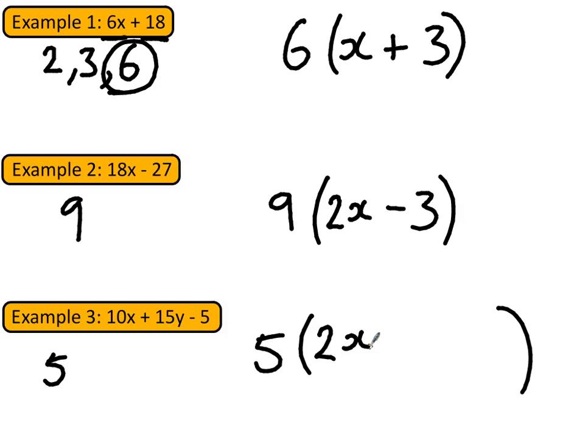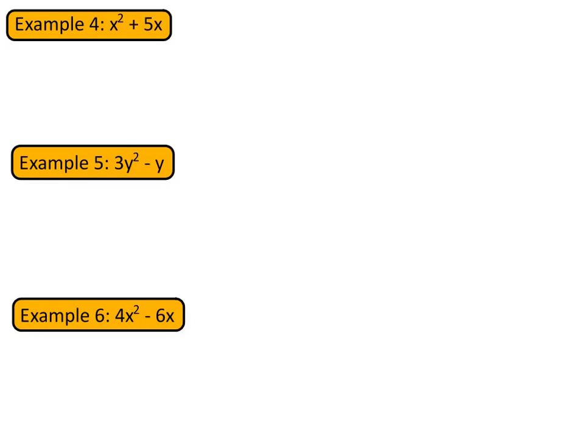What do I times 5 by to make 15y? Well, 5 times 3 makes the 15, and of course that y there. And what is it that I times 5 by to get minus 5? Of course, it's just minus 1. So that's our answer for that question as well.